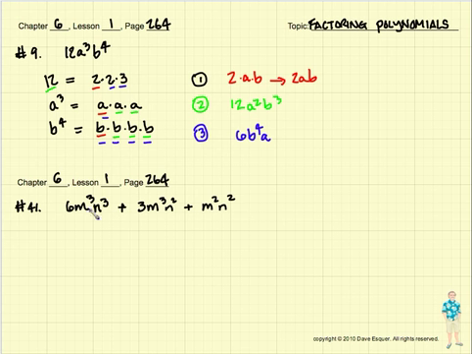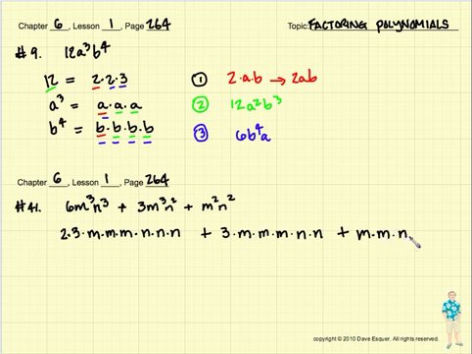Let's try number 41 on page 264. A little bit more complicated, but again, all we're going to do is write these out and see what we can come up with. We want to see what is common when we're factoring, what's common with all of these. So in the beginning, it might be easiest just to write this out as 2 times 3 times m times m times m times n times n times n plus 3 times m times m times m times n times n. I know this is tedious, but you'll see what happens. M times m times n times n.